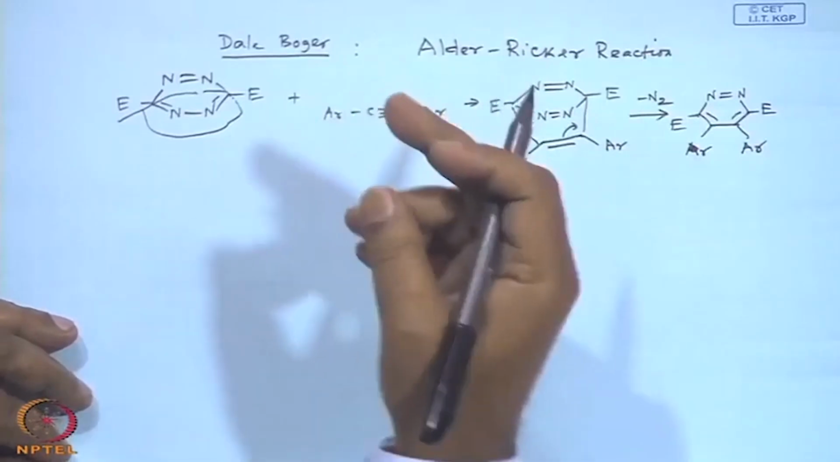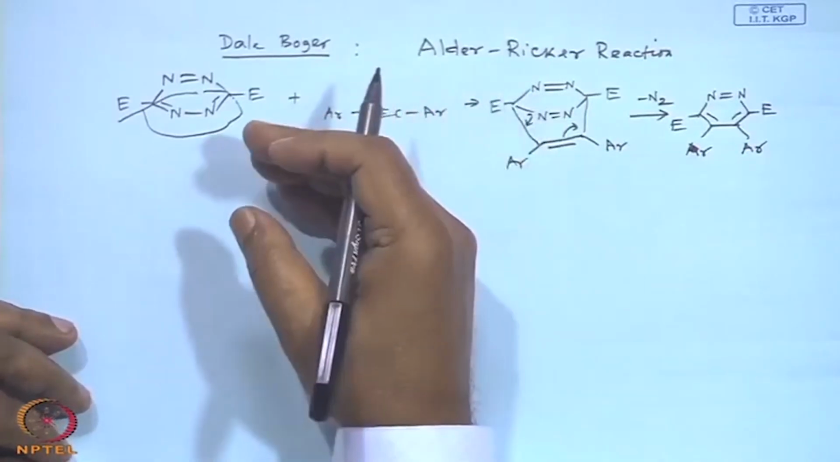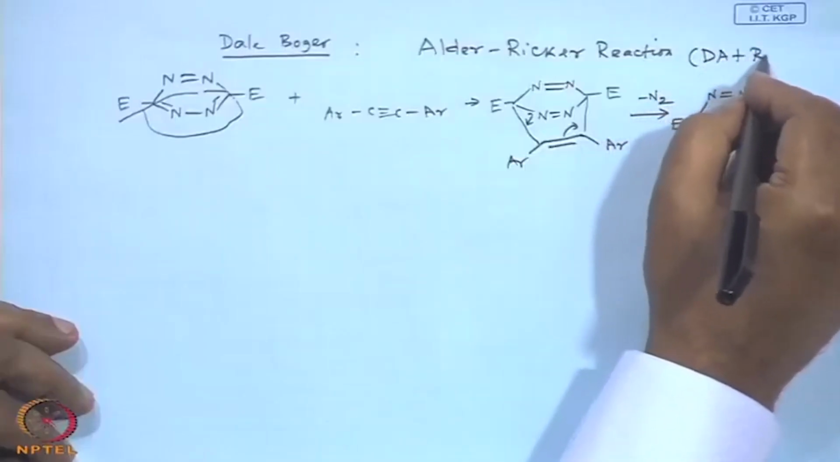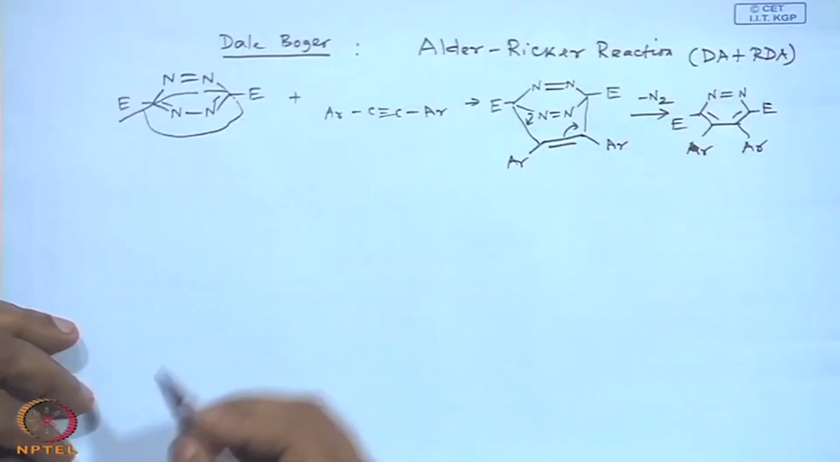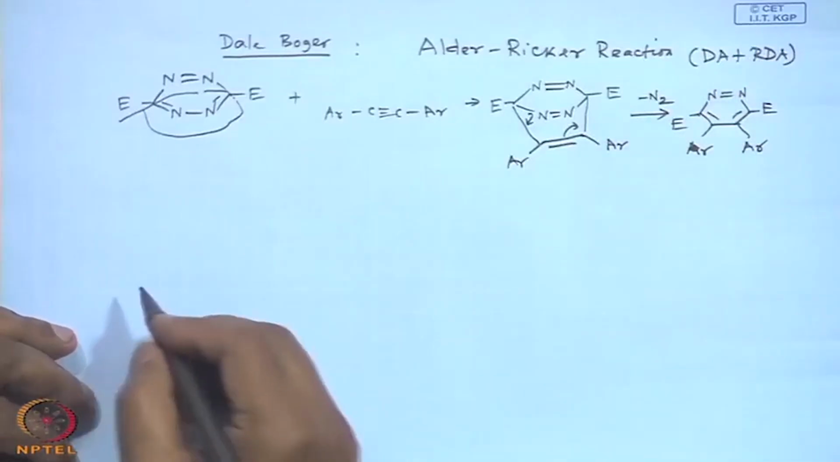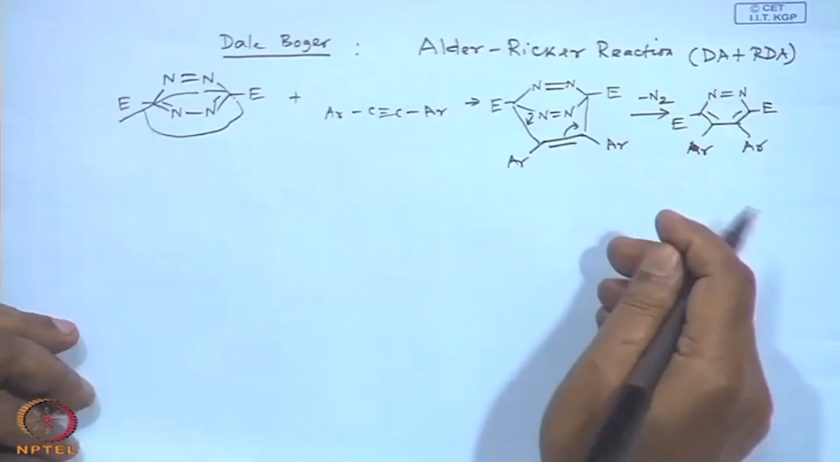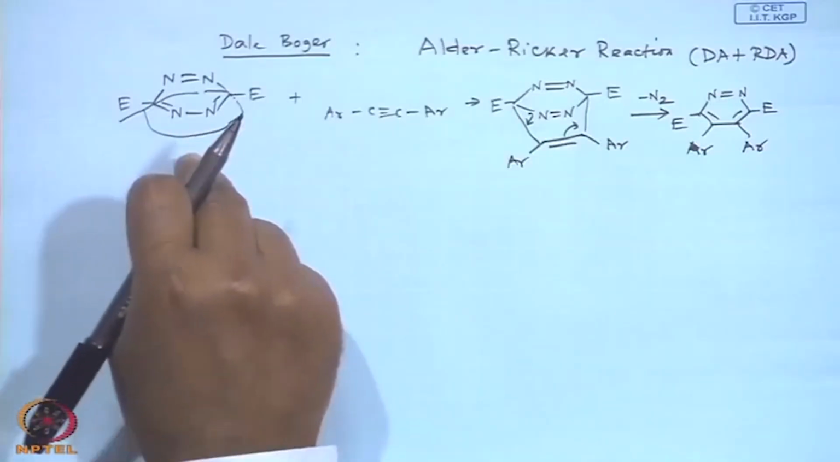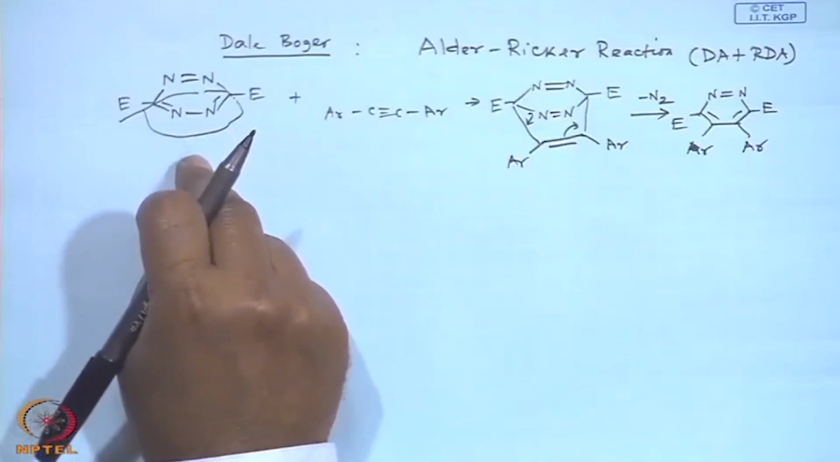Basically, it is a combination of Diels-Alder reaction and retro-Diels-Alder reaction. It is a combination of DA plus, all of you know, retro-Diels-Alder, abbreviated as RDA. In fact, we are planning to make use of these reactions in our lab, and the beauty of this reaction is that this tetrazine can be made from a very simple molecule. Can you guess by looking at the structure?